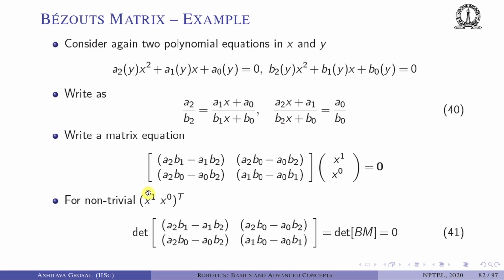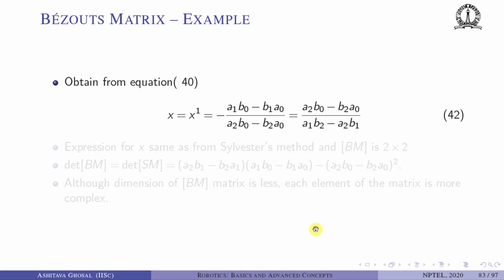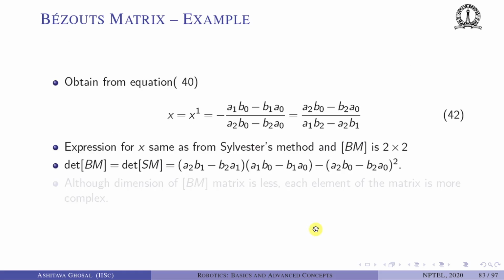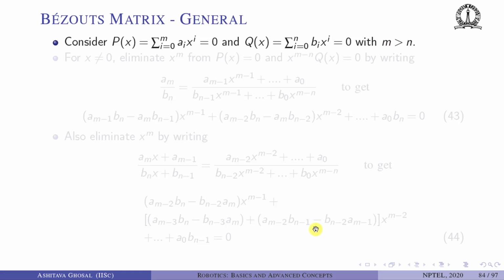Remember, in Sylvester's matrix we had a2, a1, a0, and then we shifted left. So we had a 4 by 4 matrix with a's and b's. Here you have a 2 by 2 matrix, but each term is complicated: it is a2 b1 minus a1 b2 and so on. It is not as if we are shifting the equation to the left. We have to actually compute the terms. It is possible to do, but nevertheless it is more complex.